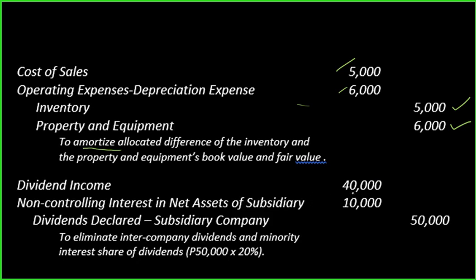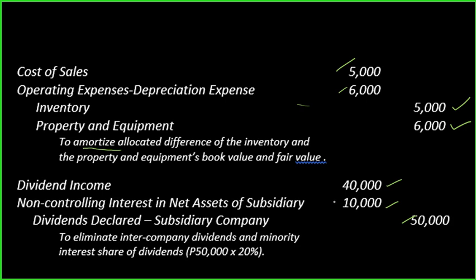Next, what about your dividends? This one is basic na to. Remove the dividends declared. 40,000, the dividend income reported by the parent, and 10,000, okay, to recognize that as a deduction to your non-controlling interest in the net assets of the subsidiary. Okay po. Alright, now let's continue.